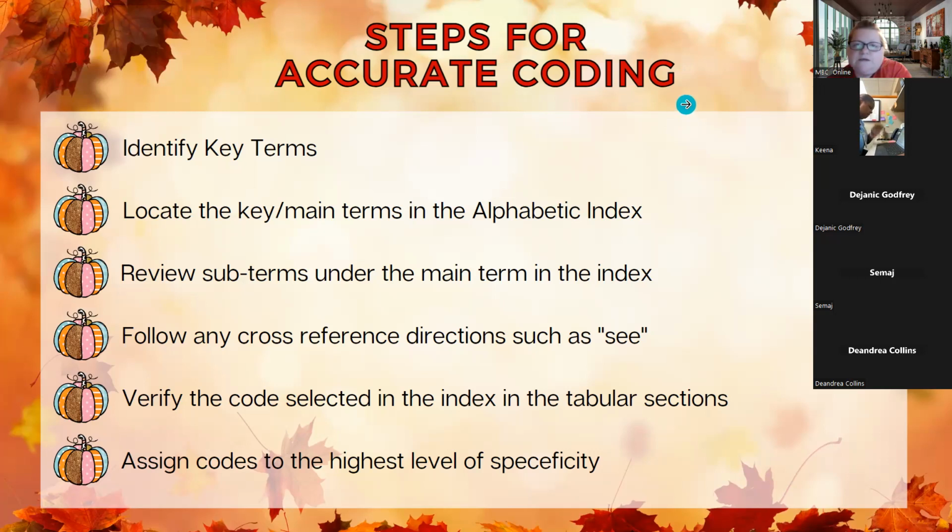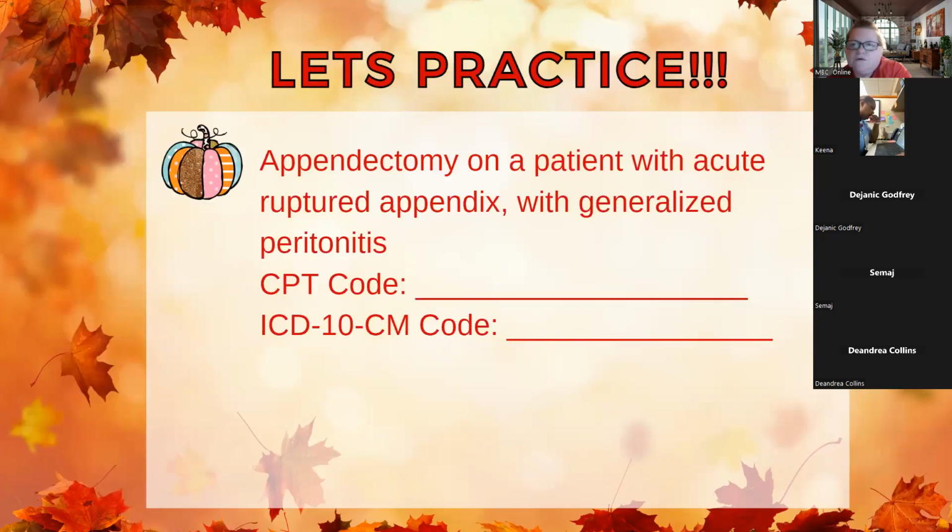So let's move straight into practice. An appendectomy on a patient with acute ruptured appendix, generalized peritonitis. It's telling us we need one CPT code and one ICD code, one diagnosis code, right?